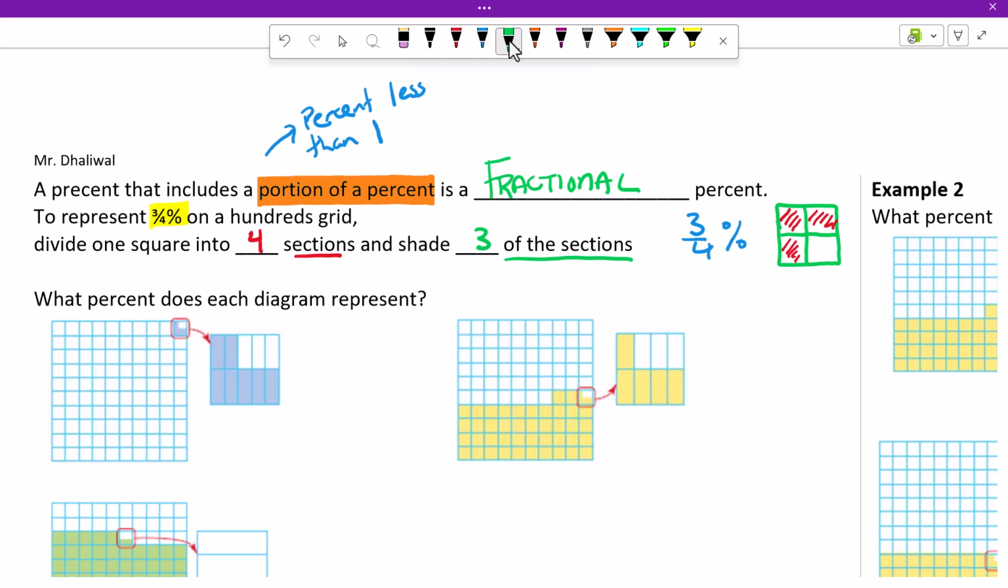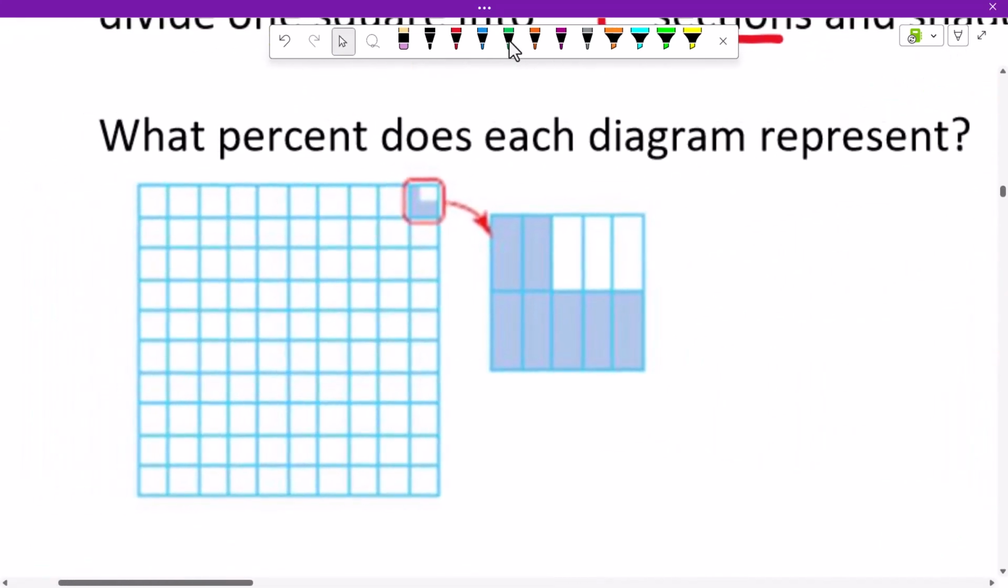So that's what we're going to do. If you have a percentage less than 1, we do a zoomed in version. You draw your little colored thing in, and then you zoom it in. That's what this is, and that tells you your percentage less than 1. So this percentage is going to be a fraction.